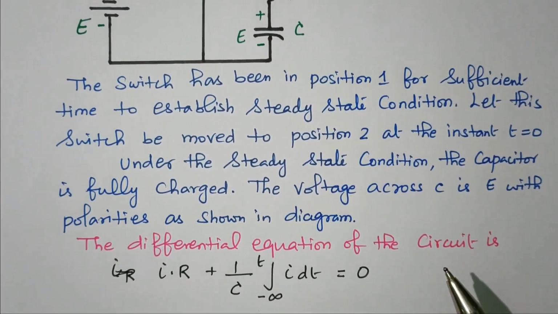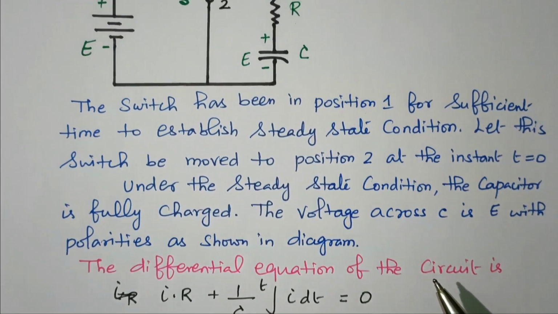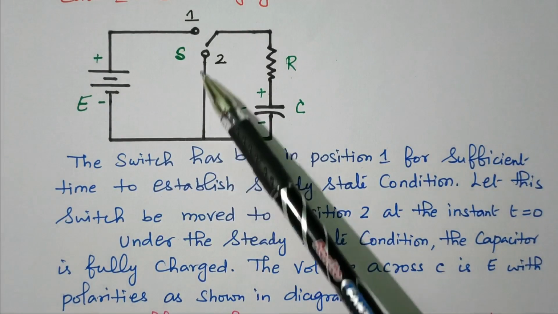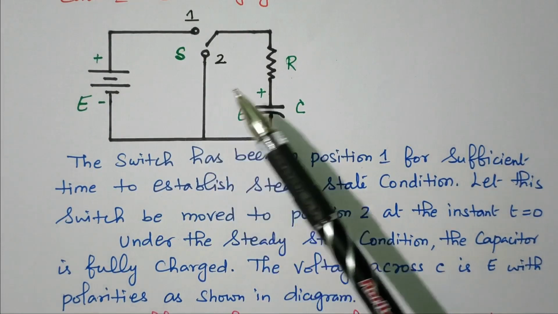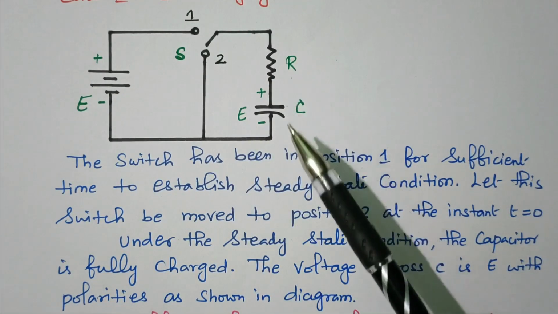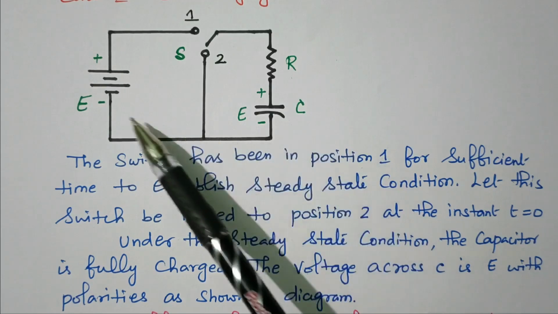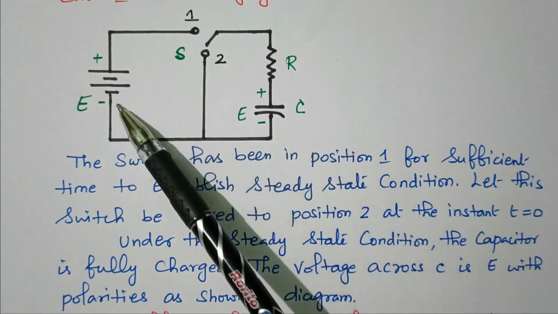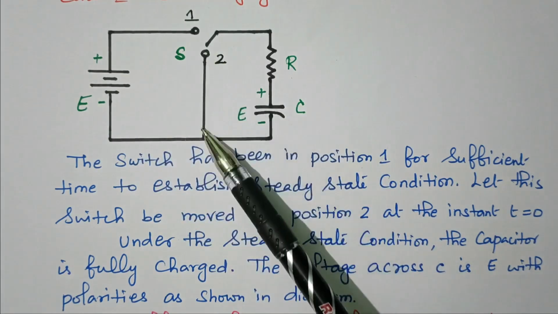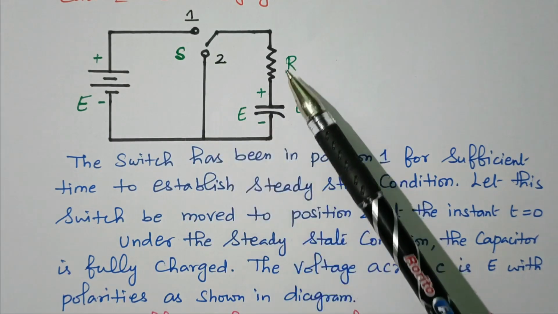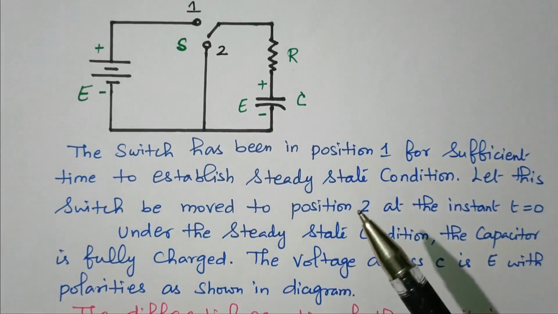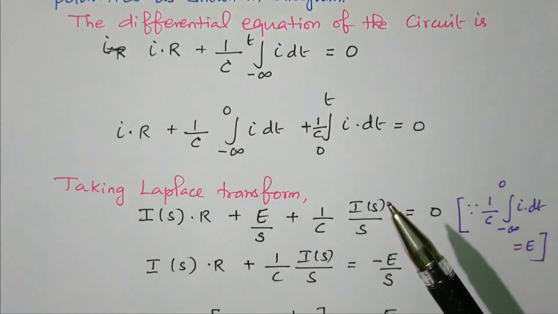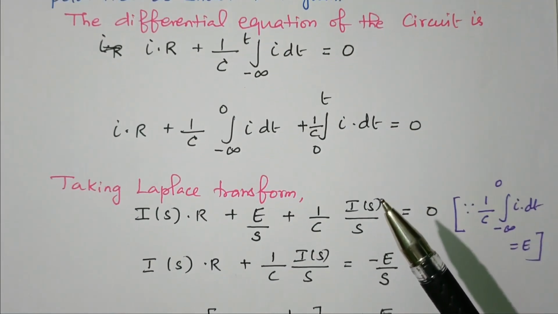Now we'll apply Kirchhoff's voltage law, KVL. When it is at position 2, there is no applied voltage. Normally applied voltage equals resistive drop plus capacitive drop. But now during position 2, the voltage is 0. So the resistive drop plus capacitive drop equals 0. That is the KVL, while applying KVL to the differential equation of this given circuit.